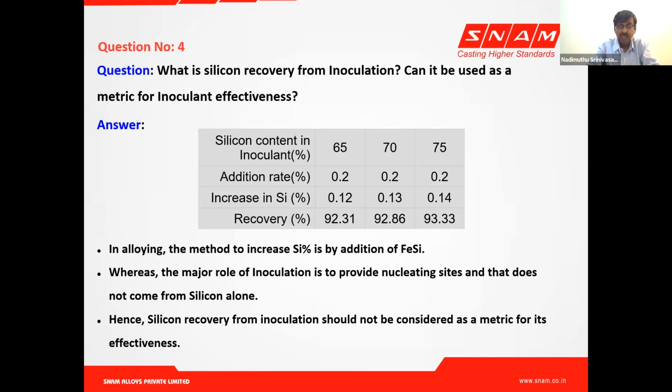The purpose of the inoculant is to provide nucleation sites. The purpose of ferrosilicon in the inoculant is to be the carrier for elements like barium, calcium, strontium, which hardly take up more than 5%. So how would you add that 5%? You need a carrier. The carrier is ferrosilicon.